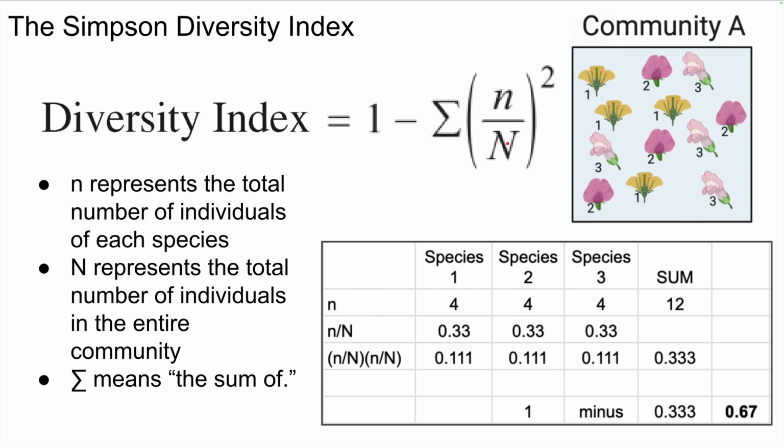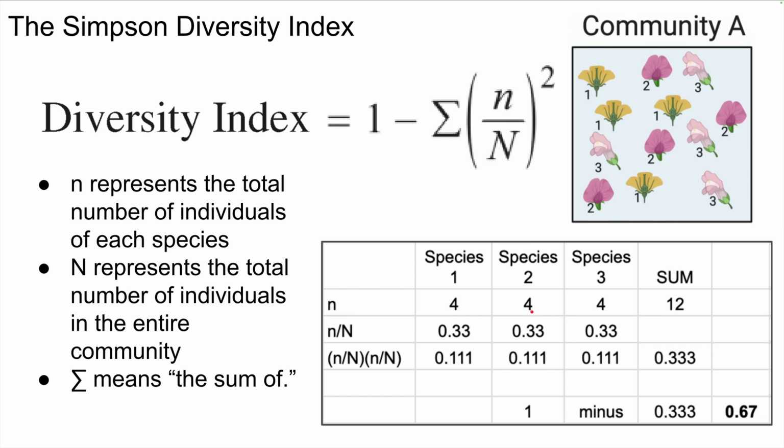Then we have to figure out N, the total number of individuals in the entire community, and that is 1, 2, 3, 4, 5, 6, 7, 8, 9, 10, 11, 12. That's the total number of individuals in the entire community. So small n divided by big N for species 1 is 0.33. 4 divided by 12 is 0.33. Then we take that value and we square it. 0.33 squared is 0.111. For this community, it happens to be the same for all 3 species.